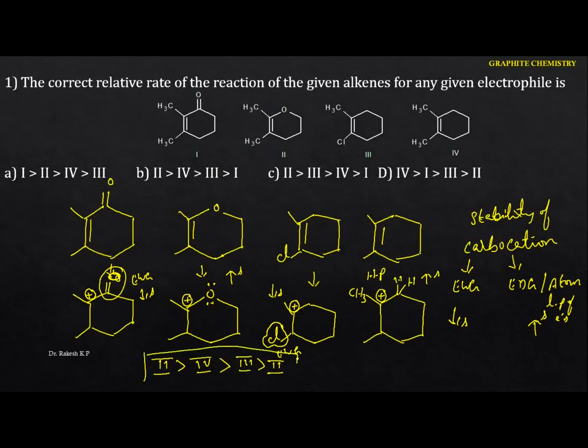So whenever there is a formation of a carbocation, we have to identify the stability of the carbocations. Okay, so the higher the stability of the carbocation, the greater will be the rate of the reaction. Okay, hence in this case the option is B.